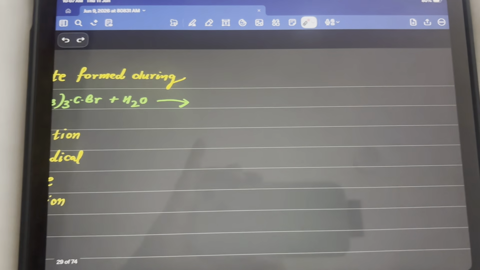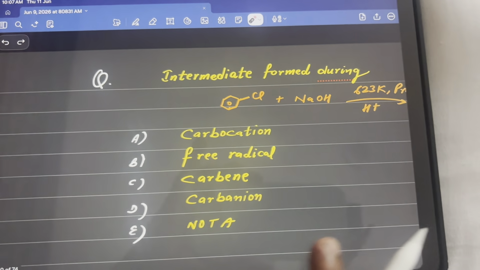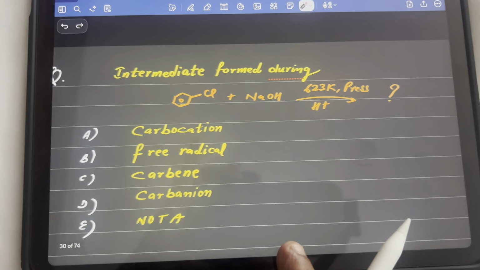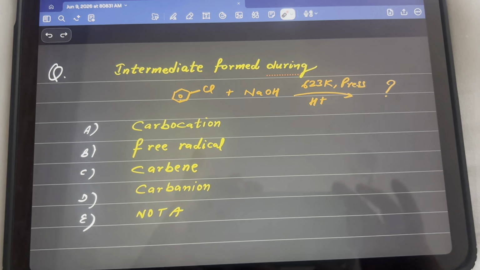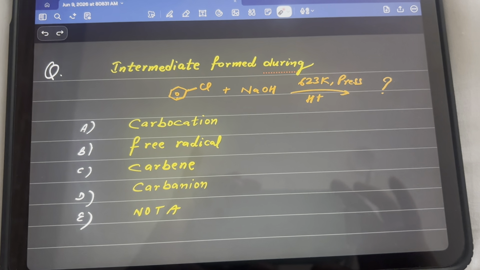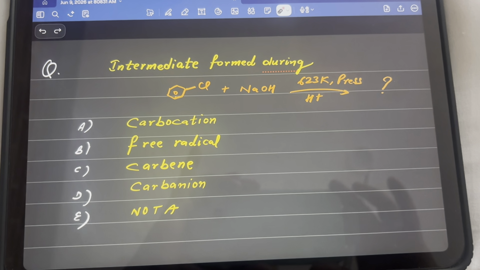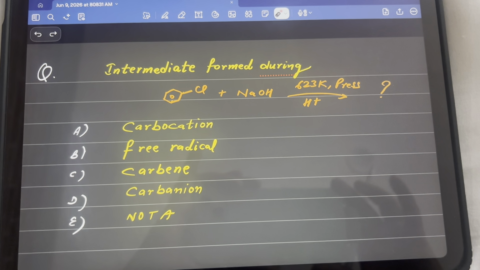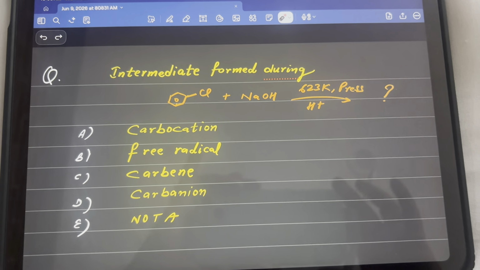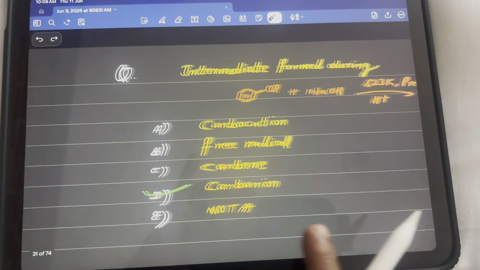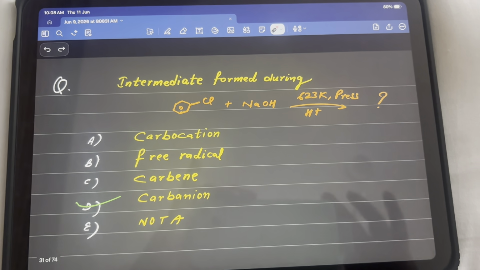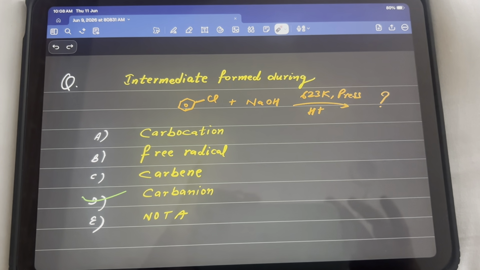Next question. Intermediate formed during this reaction. You can see chlorobenzene plus NaOH. This reaction is Dow's process. What's the answer? Carbanion. Remember that it is not simultaneous.